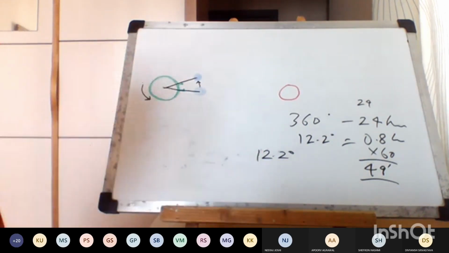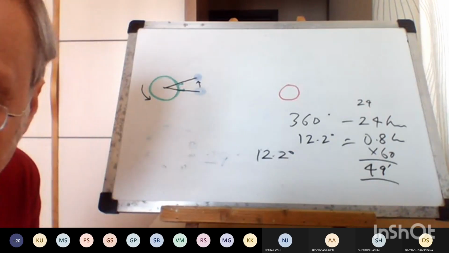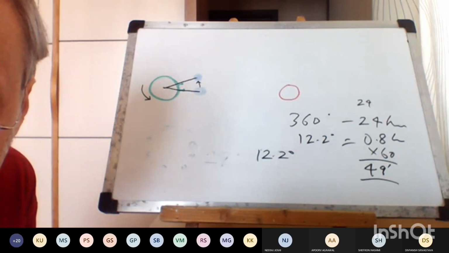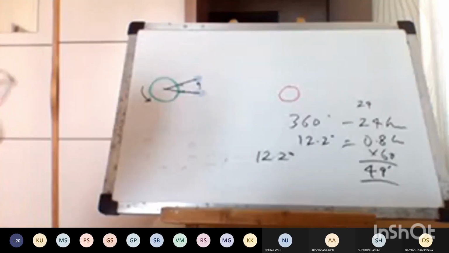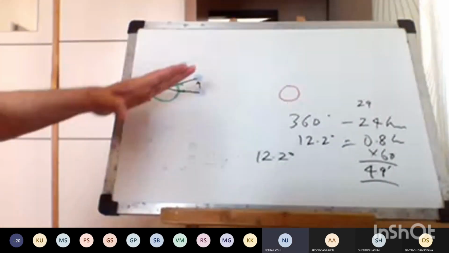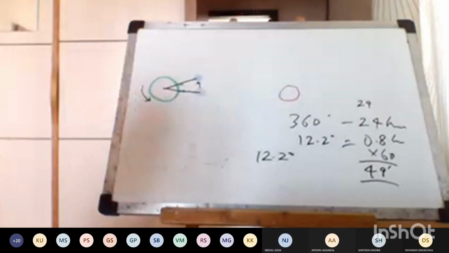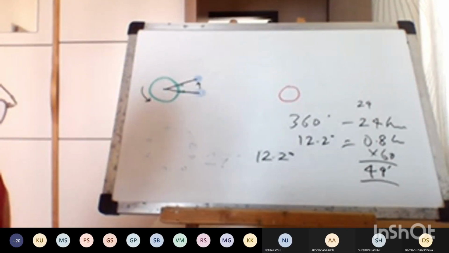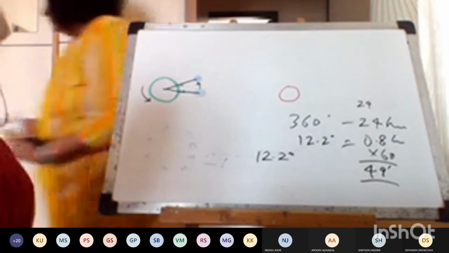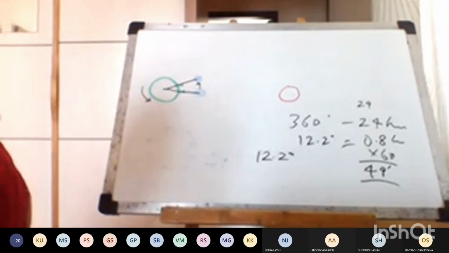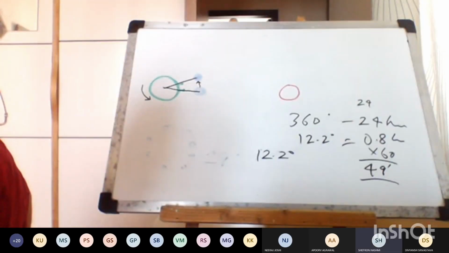So after 50 minutes, the sun will be over his head. Sorry, the moon. Am I right? Because the earth will take another 50 minutes, because the moon has already gone ahead a little bit. That means it will rise also 50 minutes later. Yes. If it is taking 50 minutes more to come to the same position.